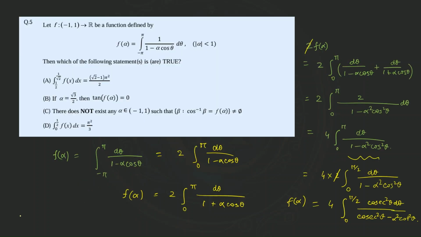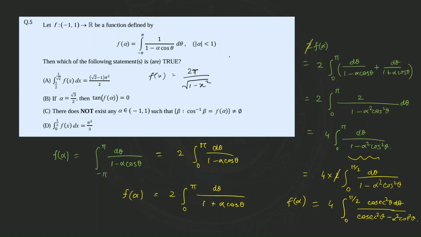Now let us jump to the options. Okay, now we verify these options one by one. So let us first calculate options A and D first. Check these two options because these are simple integrals of this function. So we know f of x is 2 pi divided by root under 1 minus x square.